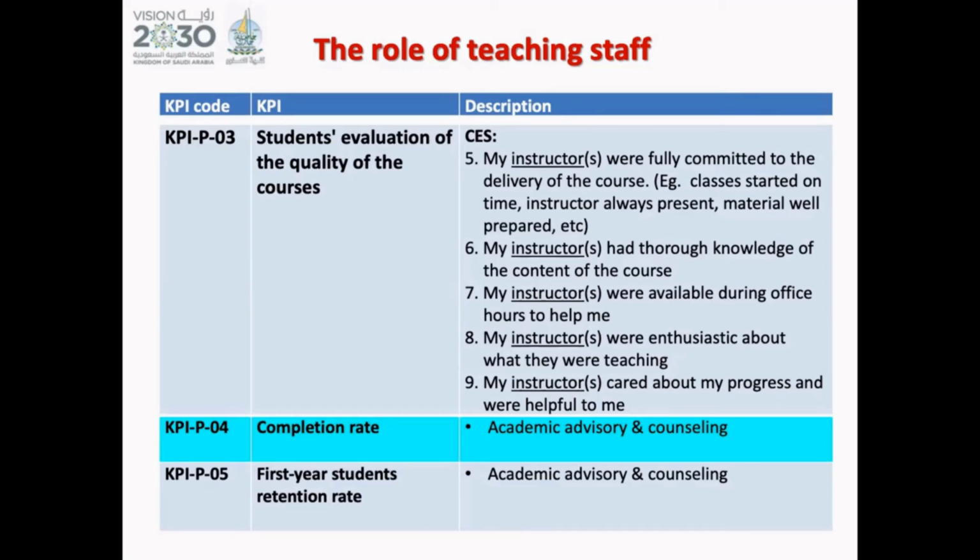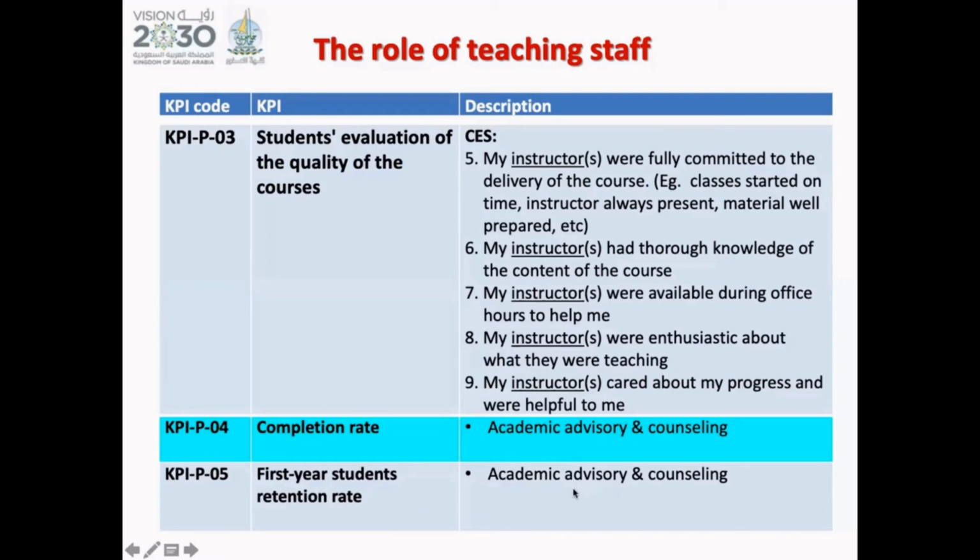So that's why we need to enhance the academic advisory and counseling. As faculty members, we are also members of this academic advisory and counseling. So our contribution is also directly to increase the completion rate, because completion rate is also red in our KPI so far. Still it's very low. And it's about the same with the first year student retention rate.